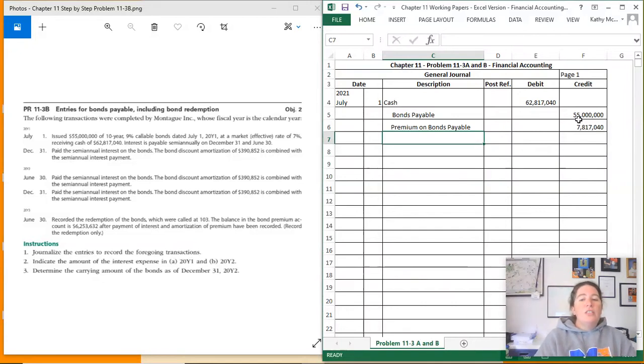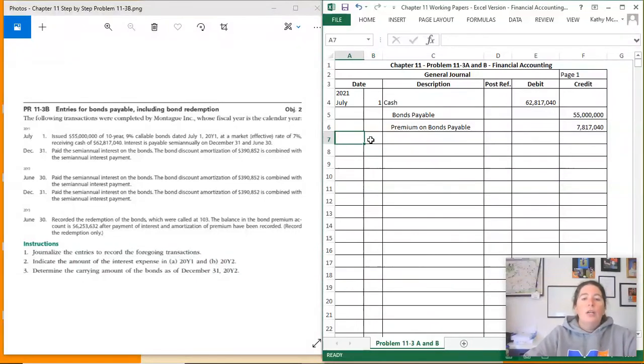The next entry says December 31st. We paid the semi-annual interest on the bonds. The bond discount amortization of $390,852 is combined with the semi-annual interest payment. Now, an amortization is what we do to bonds. It's similar to depreciation for our fixed assets that we learned about in Accounting 1, except this one's called amortization because it's happening on something that's not a physical, tangible object.